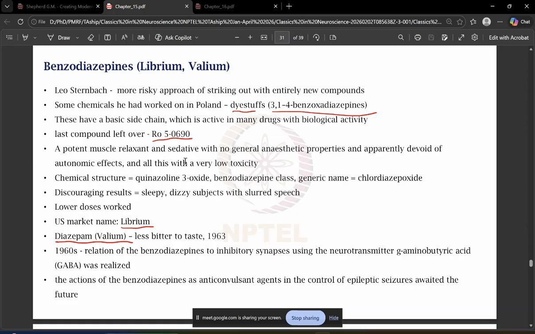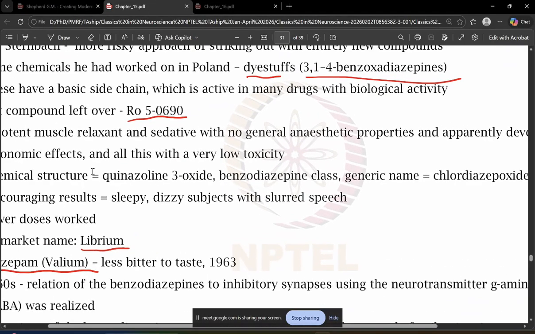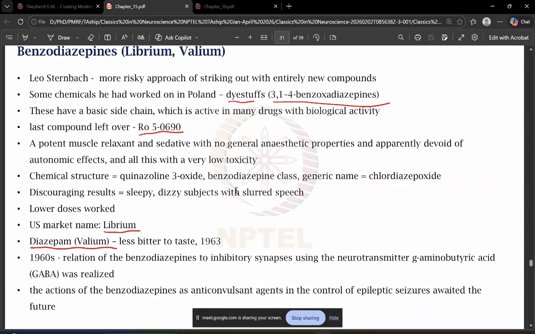He decided to study this in greater detail. He synthesized it in large quantities, and he tried to find out what it is, how it works, and so on. So what was its chemical structure? It was a quinazoline 3-oxide. It belonged to the benzodiazepine class, and he named this compound chlordiazepoxide.